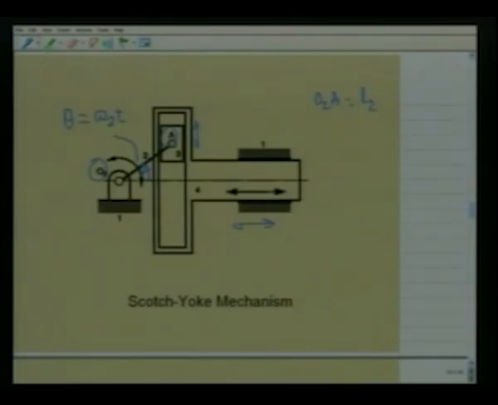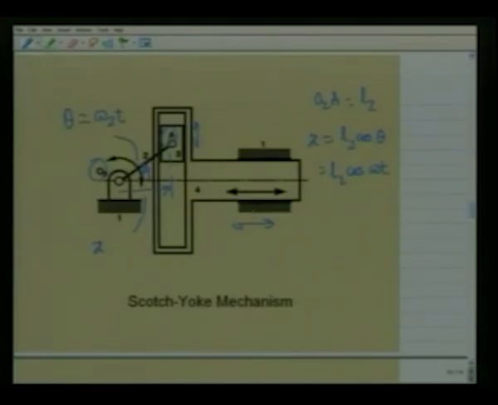Then the position of this link 4, which can be represented by this point, is given by x. It is easy to see that x is nothing but L2 cosine theta, that is L2 cosine omega t.